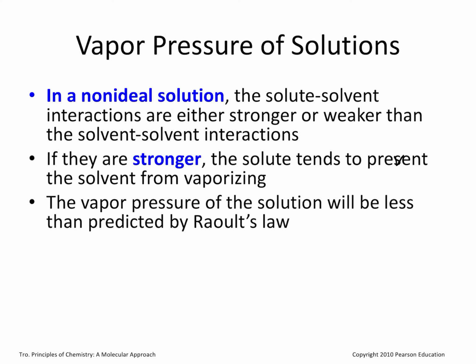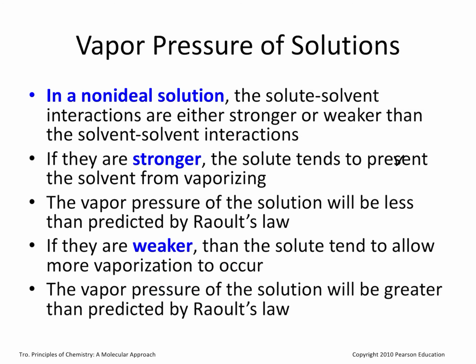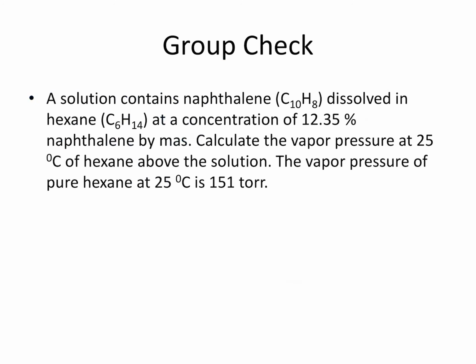Now, if they are weaker, so if you think of a hydrocarbon like hexane in water, that's dispersion compared to hydrogen bonding, so the solute and solvent are not going to really be together, so they're weaker. What will happen is that the solute tends to allow more vaporization to occur because the water is stronger than the weaker solute forces. This will then be a greater value of the vapor pressure than predicted by Raoult's law.